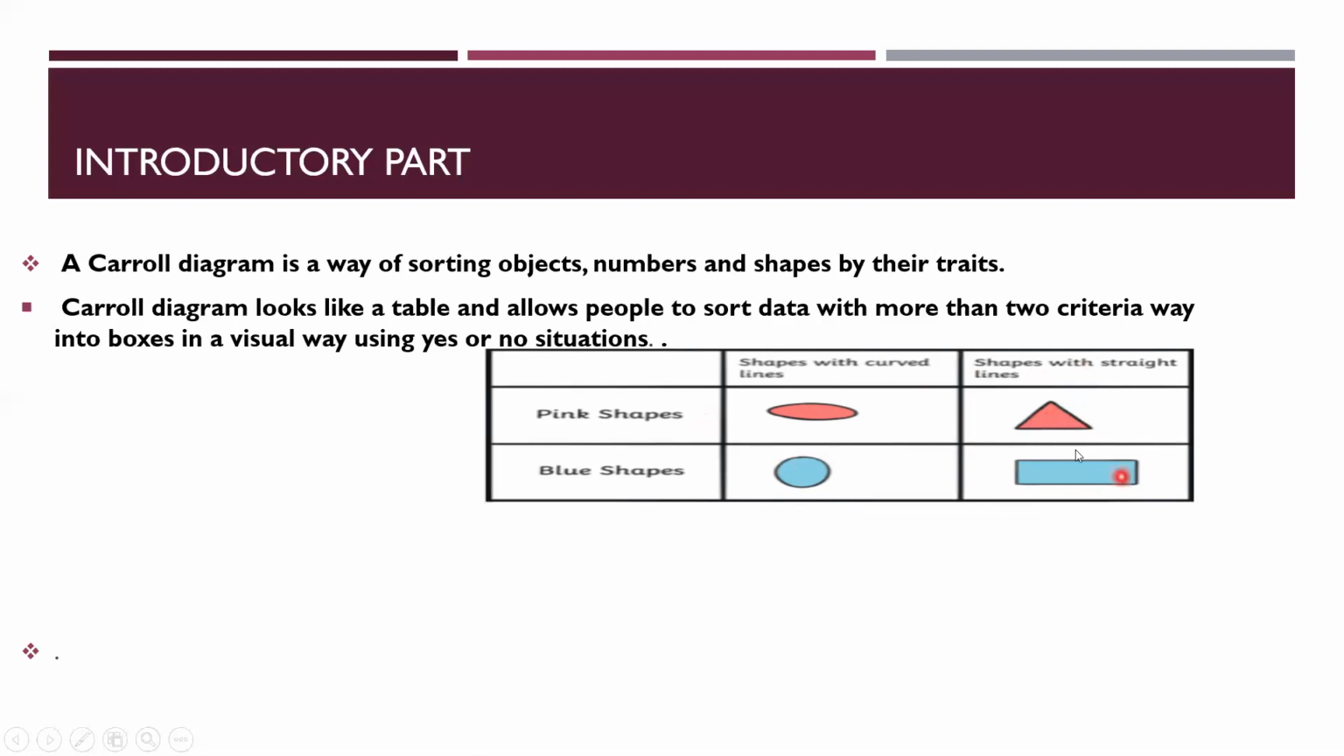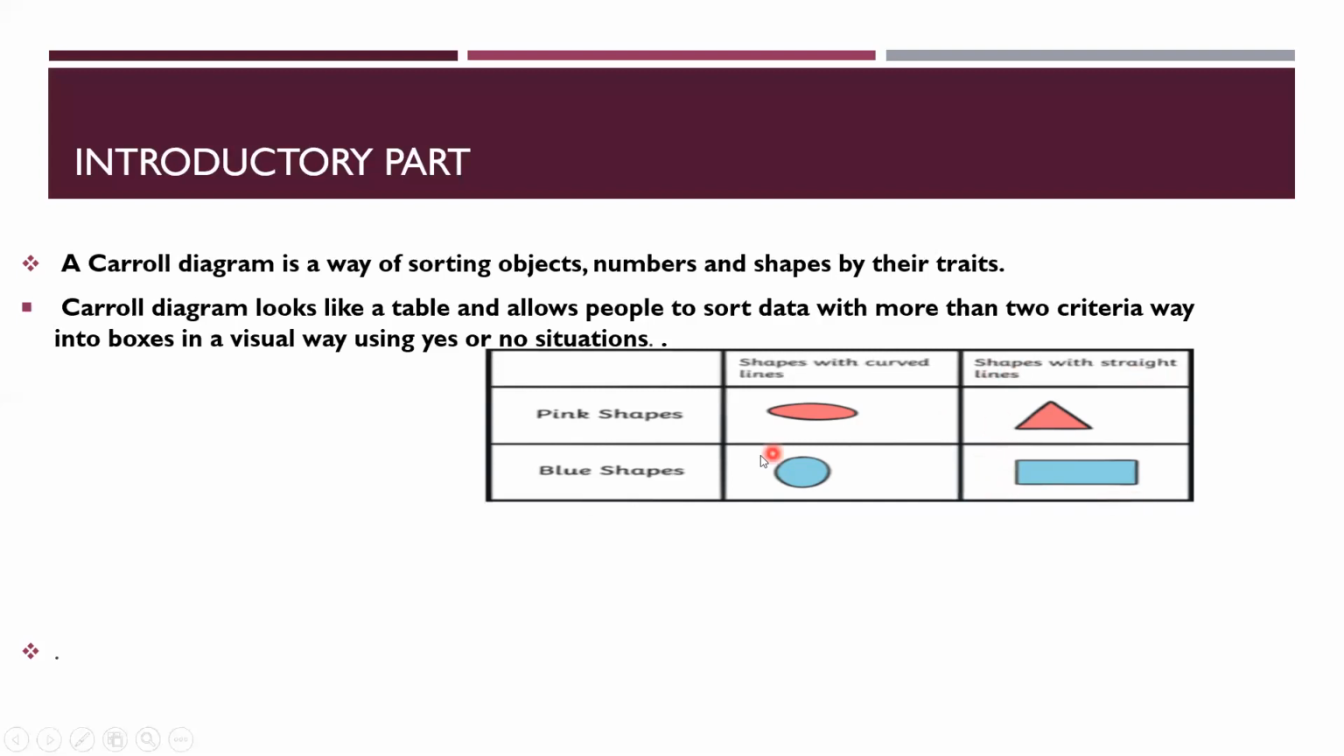Now coming to the last box, you can see the criteria are shapes with straight lines as well as blue shape. So the shape coming over here should be a blue shape with straight lines. So I have drawn a rectangle here. Now you understand?